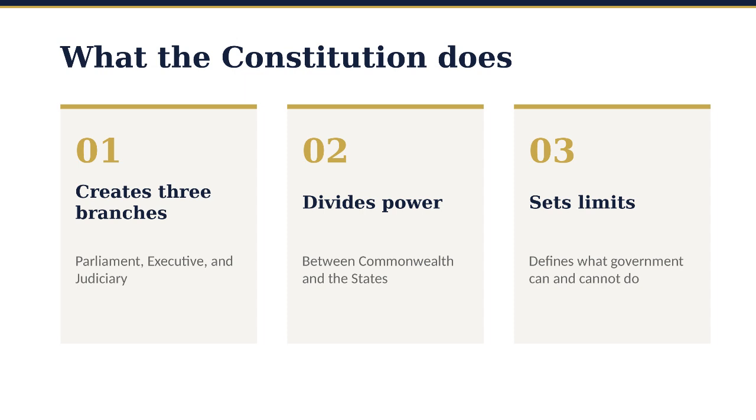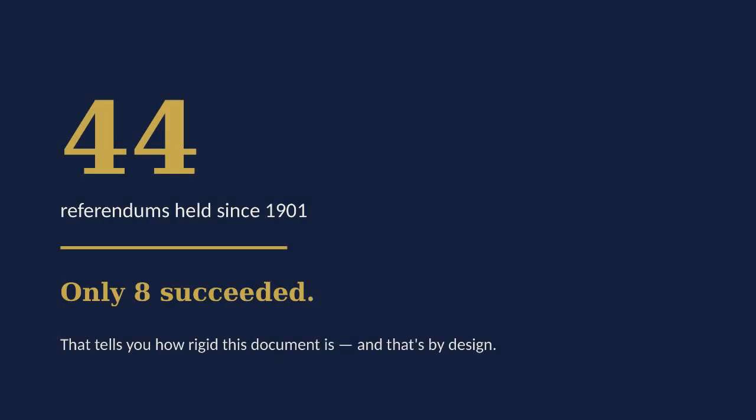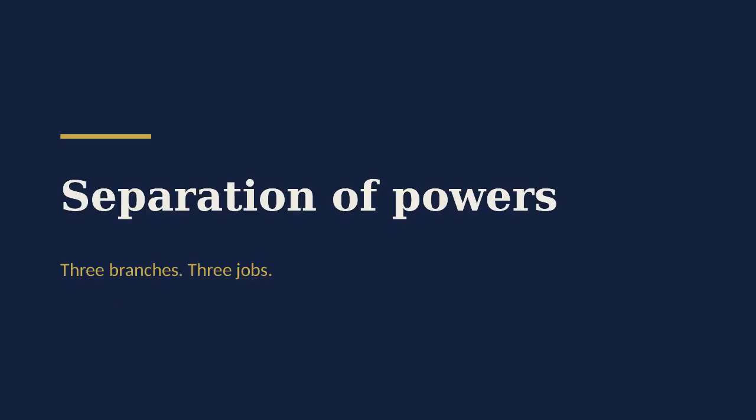Now here's something most people don't realise. The Australian Constitution can only be changed by a referendum, a national vote, and it's deliberately hard to change. You need a double majority, a majority of voters nationally, and a majority of voters in a majority of states. That's at least 4 out of 6 states. Since 1901, there have been 44 referendums. Only 8 have succeeded. That tells you how rigid this document is. And that's by design.